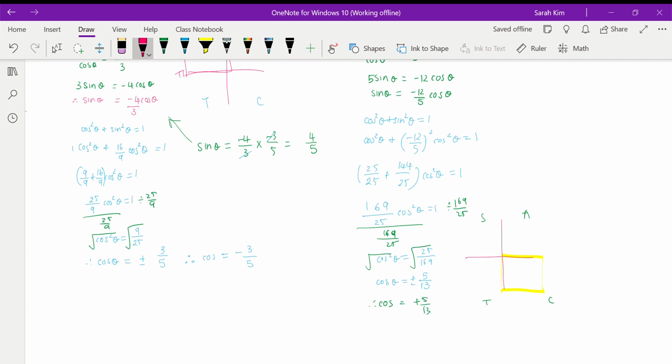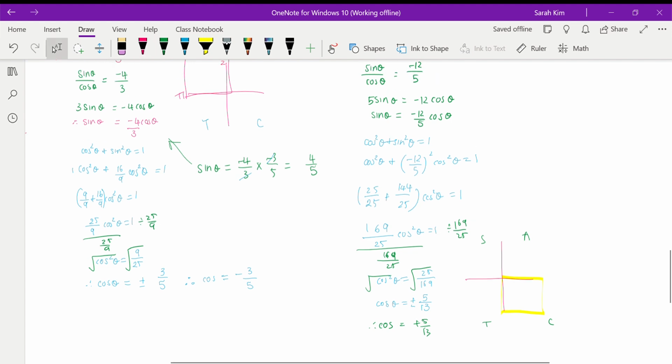And then I sub it back into my sine equation over here to find my sine. Which should be minus 12 over 13. And then I am done.